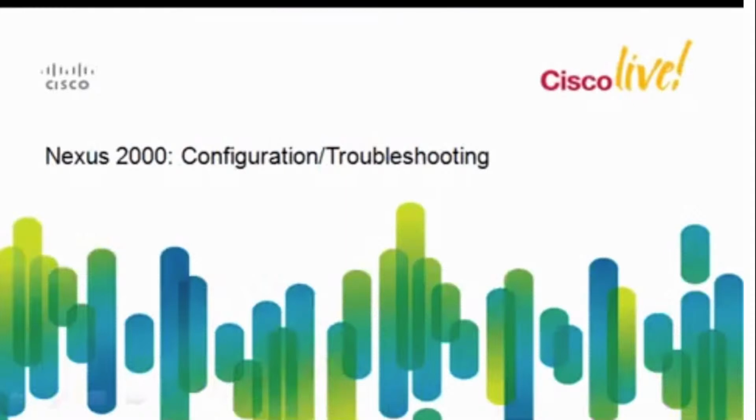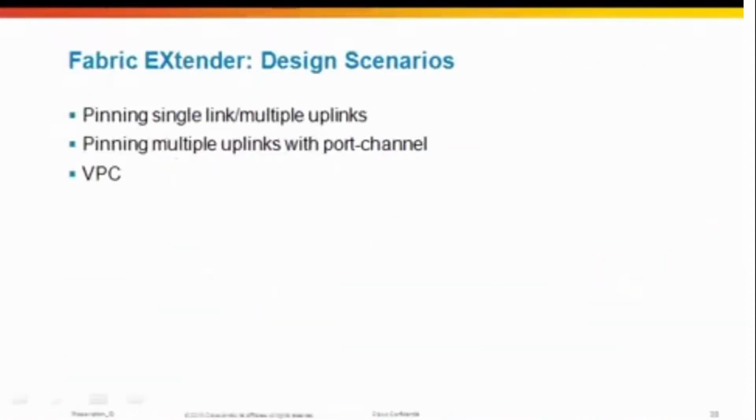Now, we'll be talking about Nexus 2000 configuration and troubleshooting in this very last part. So first off, there are 3 designs to keep in mind and to select: pinning to a single link or multiple links, using a port channel and pinning multiple uplinks to it, or using VPC. When you can, I strongly encourage you to use VPC. If not, just use a port channel between your FEX and the 5K.